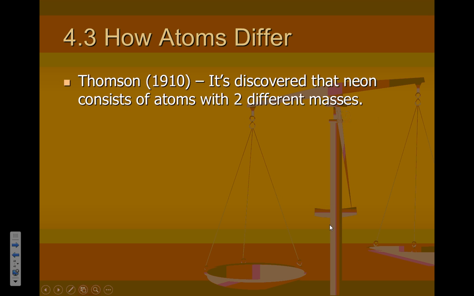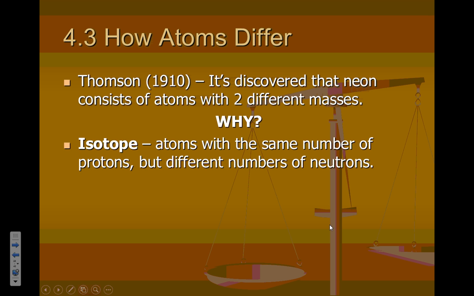Now, in 1910, a few years earlier, Thomson, the same guy who discovered the electron, discovered that neon consisted of atoms with two different masses. We knew it was neon, we knew it behaved like neon behaves, but all neon atoms are supposed to be the same by Dalton's atomic theory. What he discovered was that this part of the theory was not true. He knew he had neon, and while the atoms were chemically identical, physically they weighed different amounts. Well, why?